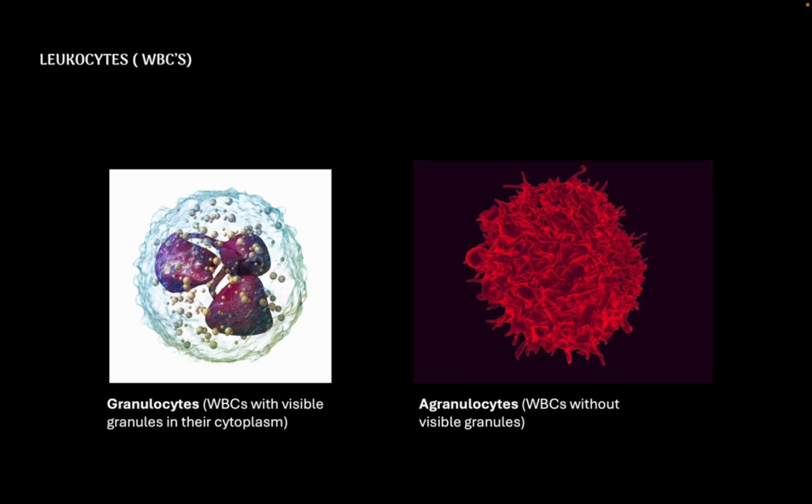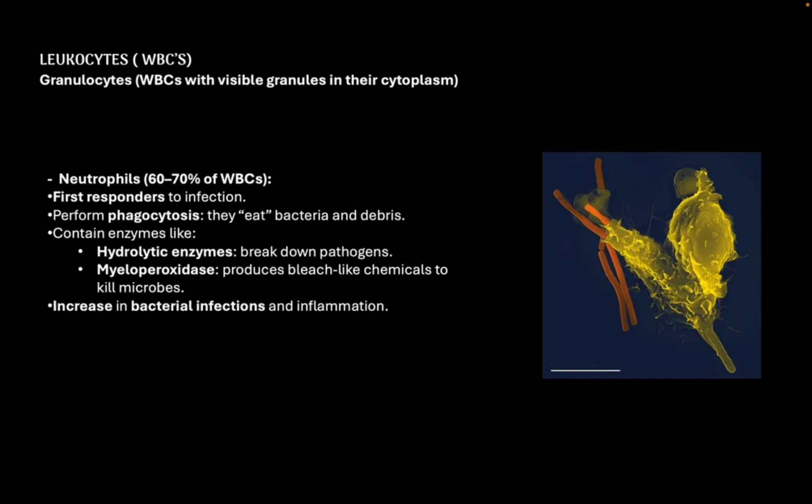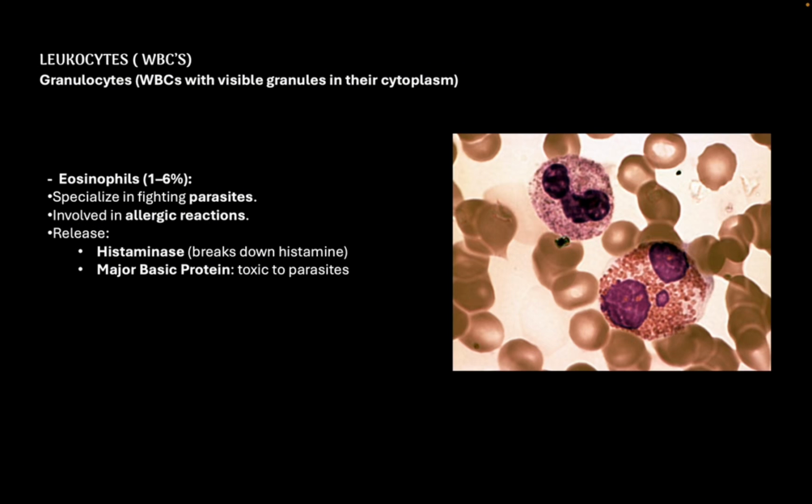These include neutrophils, eosinophils, and basophils. Neutrophils are the most abundant. They're the first to respond to infection and perform phagocytosis, meaning they engulf and destroy bacteria. They contain enzymes like myeloperoxidase that help kill microbes. Neutrophil numbers go up during bacterial infections. Eosinophils are specialized to fight parasites. They also play a role in allergic reactions. They release histaminase, which breaks down histamine, and major basic protein, which is toxic to parasites.